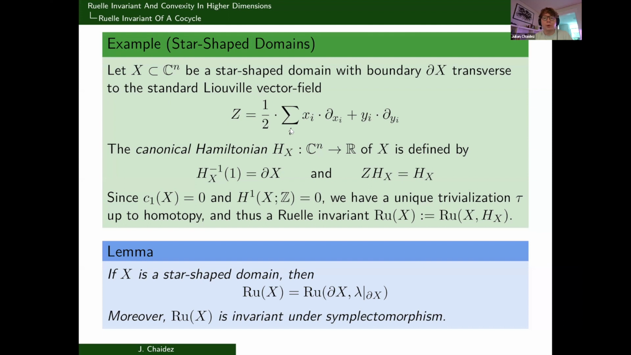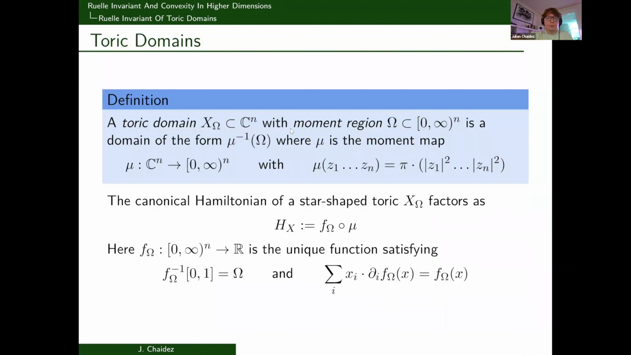Okay, so these are all sub-examples, and in particular, the example that I'm going to be most interested in today is this star-shaped domain example. So the next thing I'm going to do is give an explicit formula for the Ruelle invariant of a toric domain.